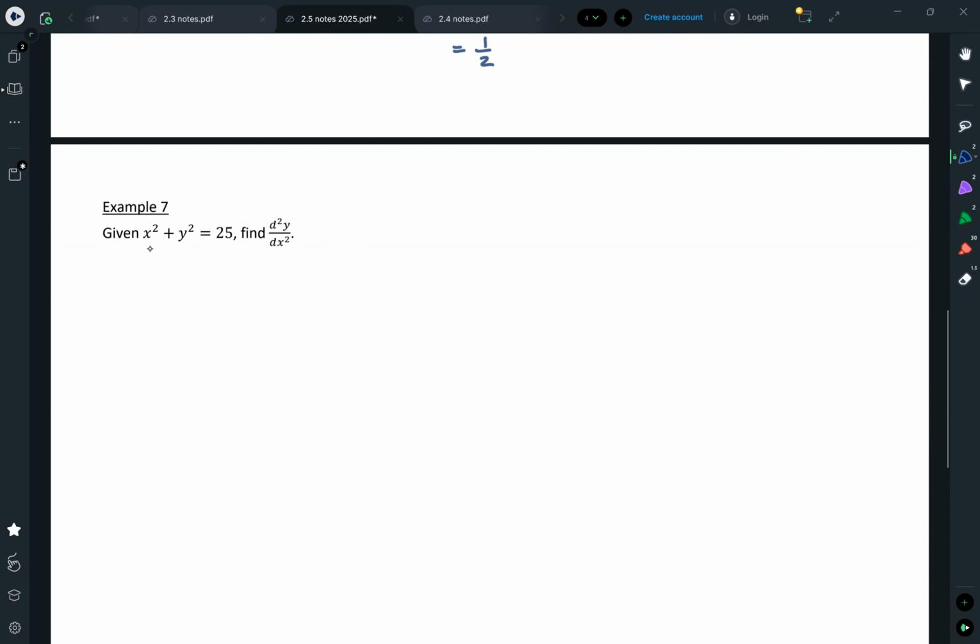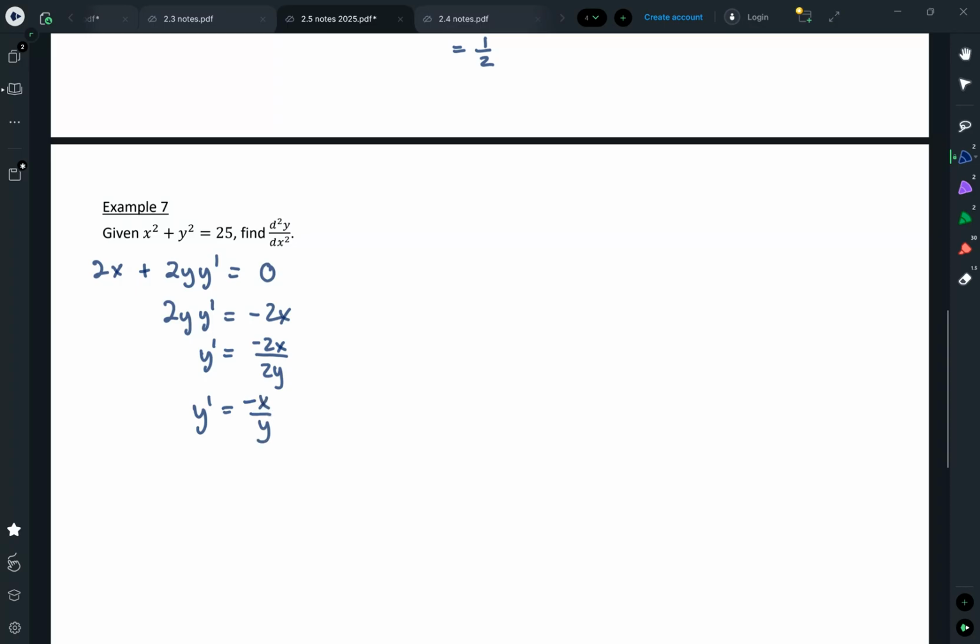When I take a derivative of x squared, it's 2x. Plus derivative of y squared is 2y, but because it's a y, I have to have a y prime in there, equals derivative of 25, which is just 0. So now we solve for y prime. So 2y y prime equals negative 2x. Divide both sides by 2y, and I end up with y prime equals negative x over y.